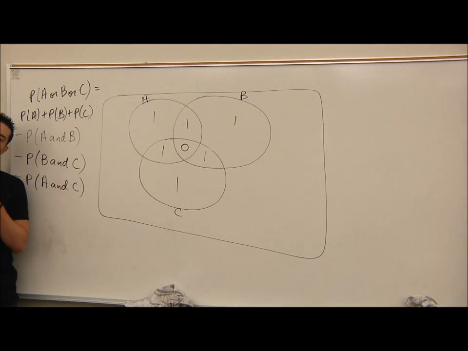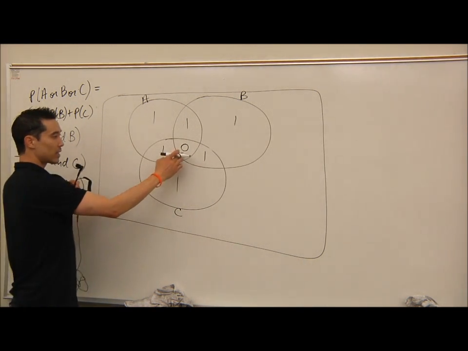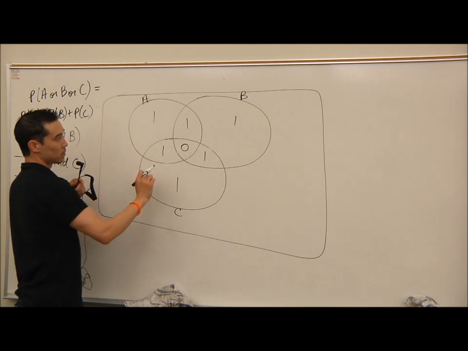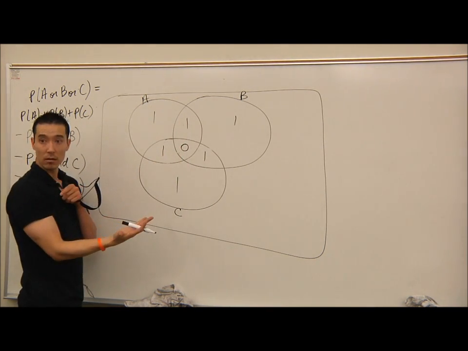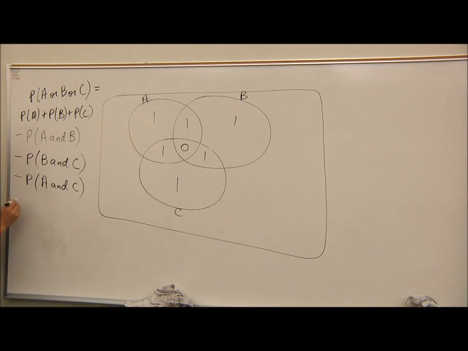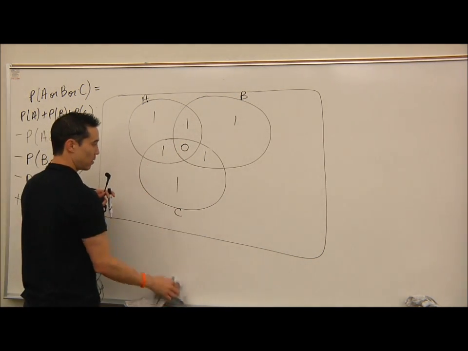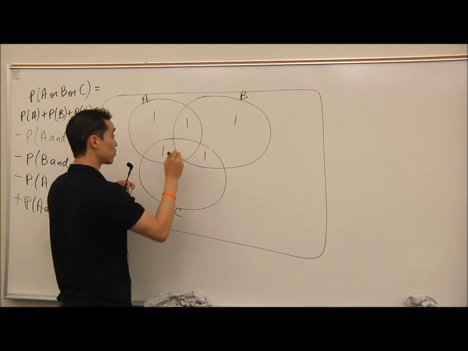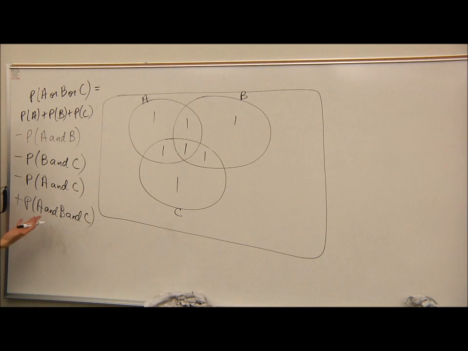Okay, but I'm so close. Is there any way I could get that 0 to turn back into a 1? What is that 0? What does that represent? Where A, B, and C all intersect, okay? So I need to add on plus the probability of A and B and C. And that will bring that little section here, 0, back to a 1. Now everything has been shaded and counted just once. And there you have it. This is our formula for 3 events.